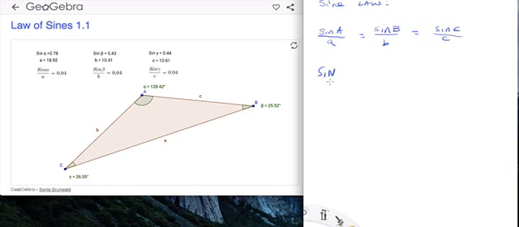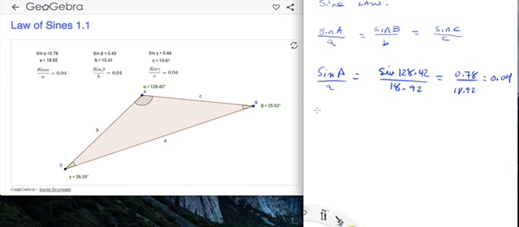Here in this GeoGebra web app, I've got this triangle that I can move around. What I'm going to do is test out the sine law by finding sine of A divided by A. So sine of A is sine of 128.42 degrees divided by 18.92 units. That's equivalent to 0.78 divided by 18.92, which ultimately gives me 0.04.